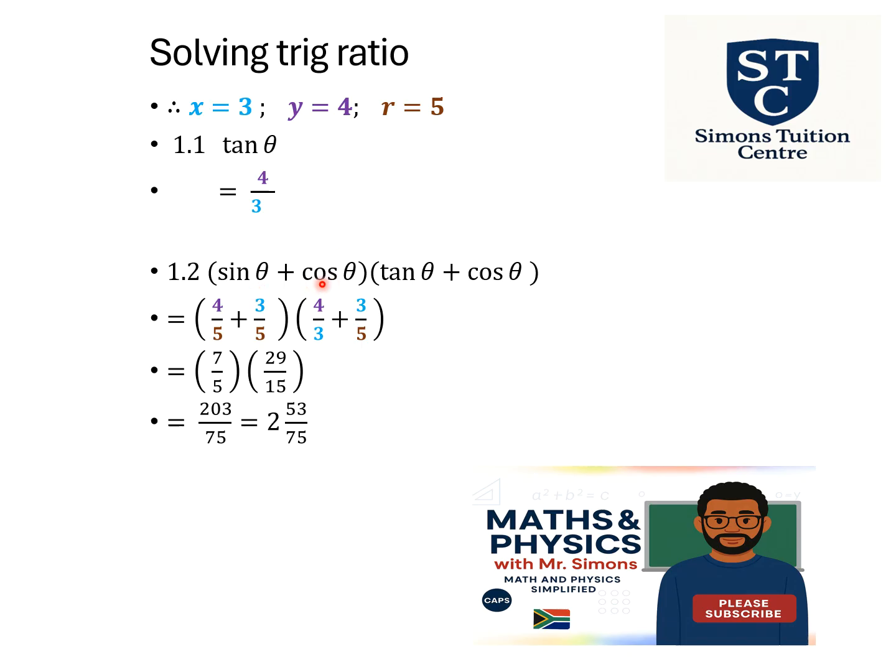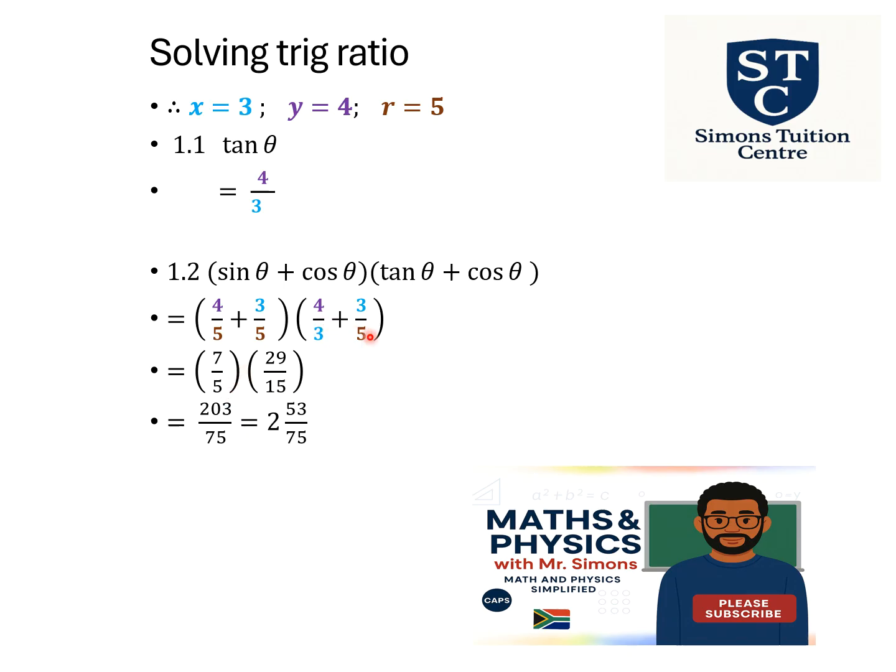Now, sine theta plus cos theta. Sine is y over r, so my y is 4, my r is 5. Cos theta is x over r. My x is 3, my r is 5. Tan theta is 4 over 3, we already got y over x. And cos theta would be x over r, which is then 3 over 5. Difficult part done. So there it's plus, so 4 plus 3 would give me 7, and the denominator stays the same, 7 over 5.